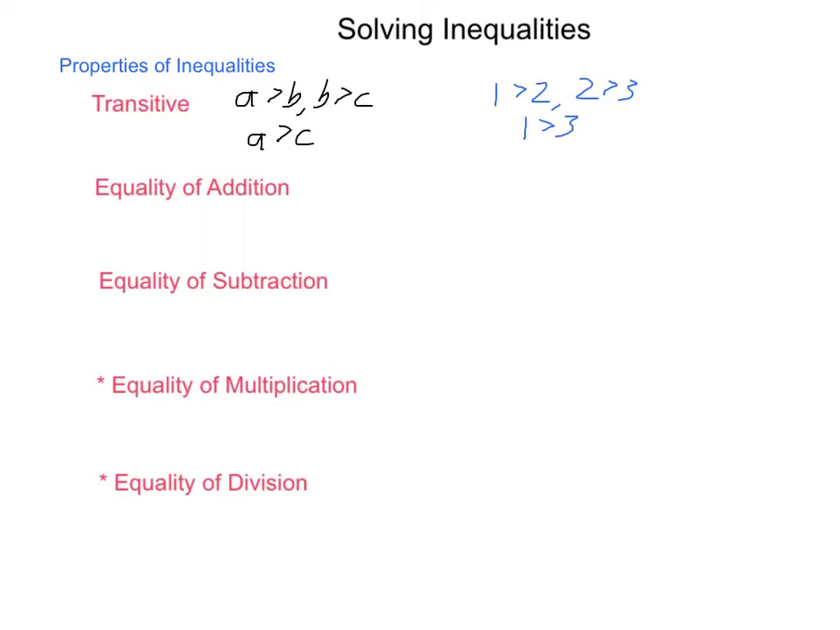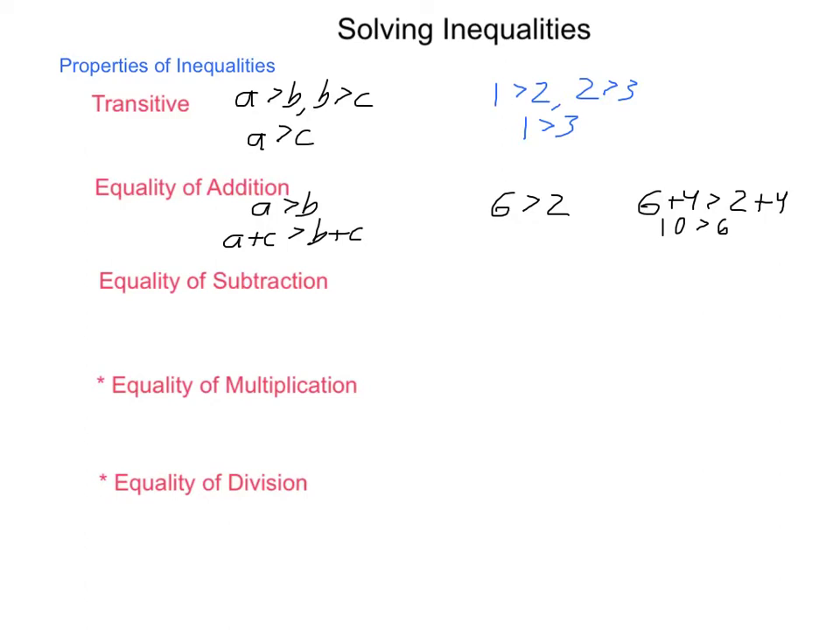Next, the addition property. If I have A is greater than B, then A plus C is greater than B plus C. If we add the same number to both sides of an inequality, the inequality will hold true. So if we have 6 is greater than 2, then 6 plus 4 is greater than 2 plus 4. Simplifying, we get 10 is greater than 6, and that is true.